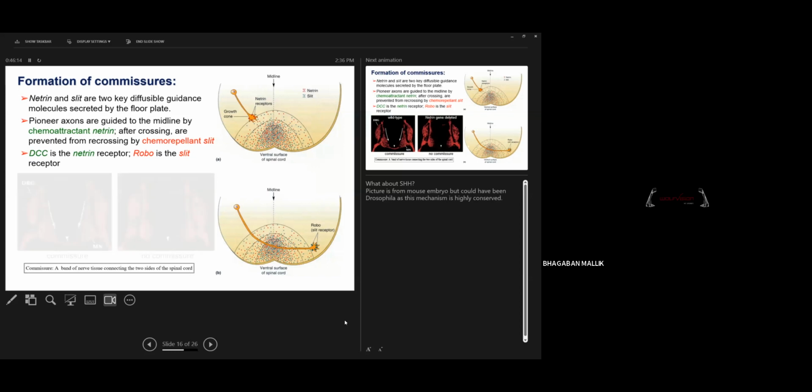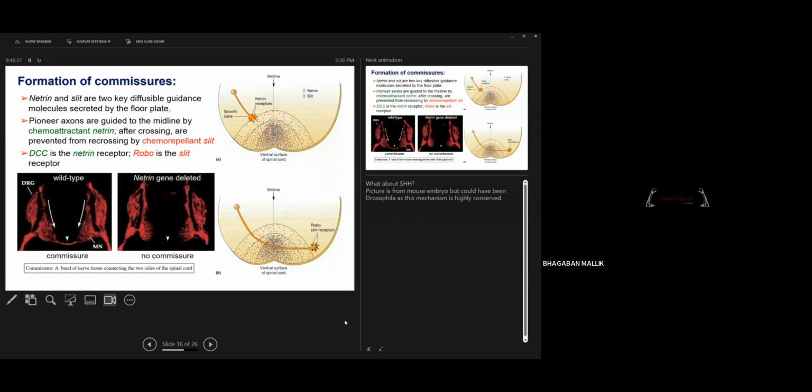So here talking about formation of the commissure. A commissure is a band of nerve tissue connecting the two sides of the spinal cord. So here, this is the midline. This is one side of the spinal cord. This is another side of the spinal cord. Basically, these two sides are joined by this thick band of nervous tissue that is called the commissure.